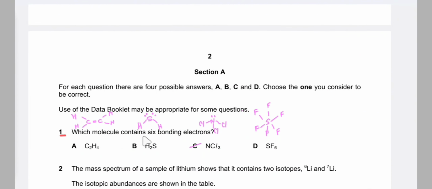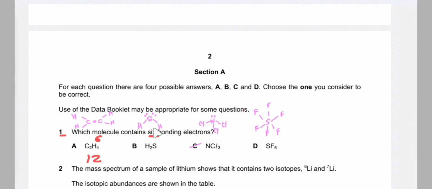1. Which molecule contains 6 bonding electrons? So in C2H4, if we draw the structure, then this is the structure, and 1, 2, 3, 4, 5, 6. So 6 bonds, and each bond consists of 2 electrons. That means in total we have 12 electrons. So we need 6 bonding electrons.